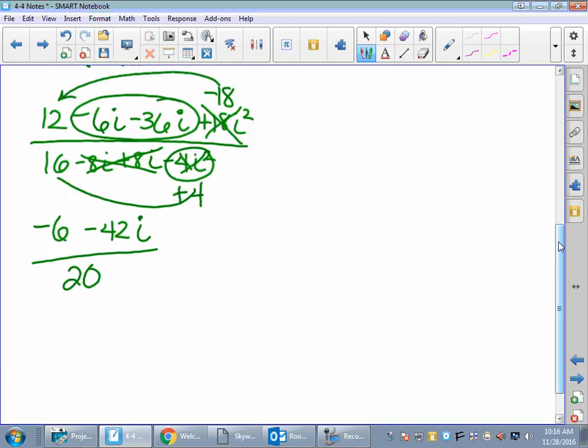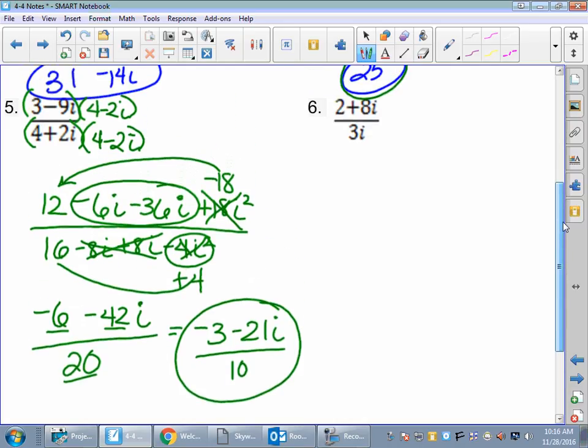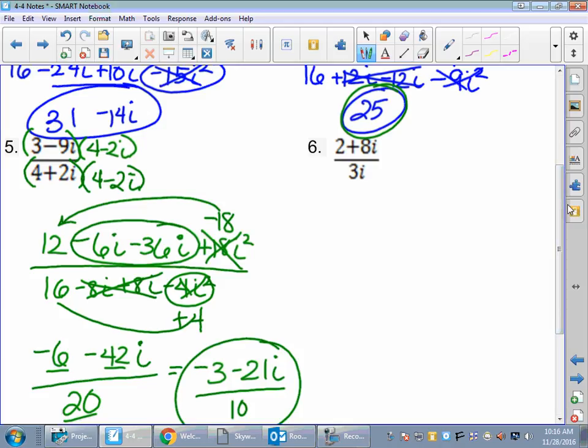One more thing here. With numbers, you don't want to keep them all the same. I could actually take out a 2 out of every single term here. So when you can take a 2 out of all three parts, you need to do so. So negative 3 minus 21i all over 10. That is the simplified form of that fraction. Those are probably the most difficult ones that we'll deal with, but there's nothing mathematically difficult, just long.